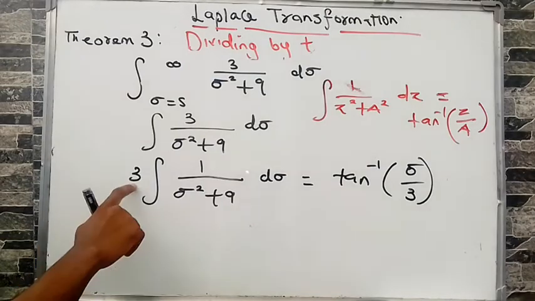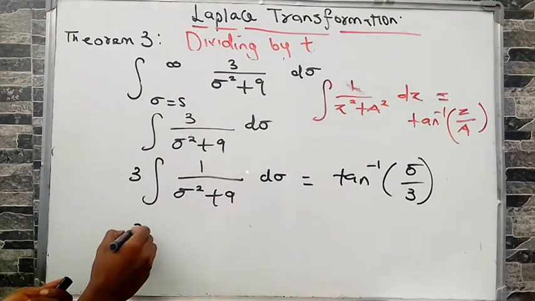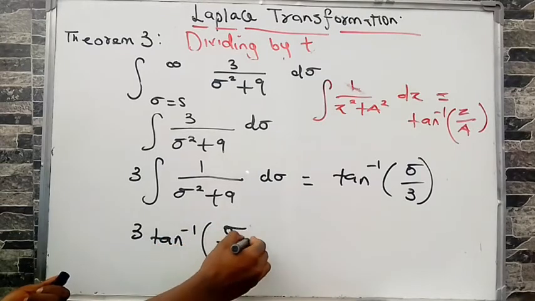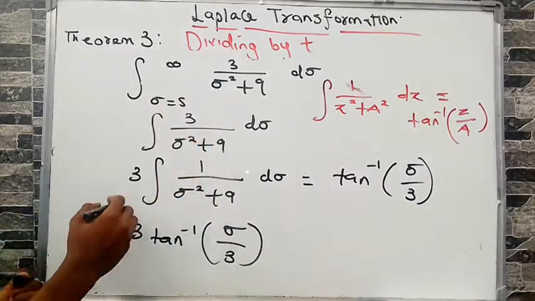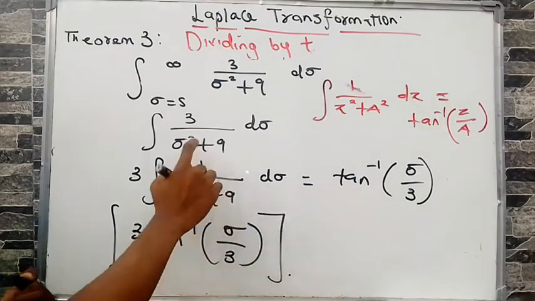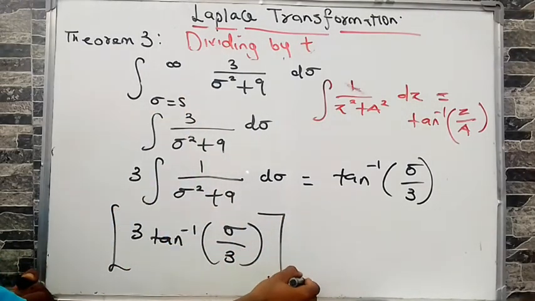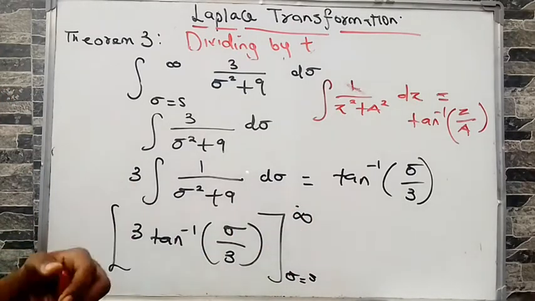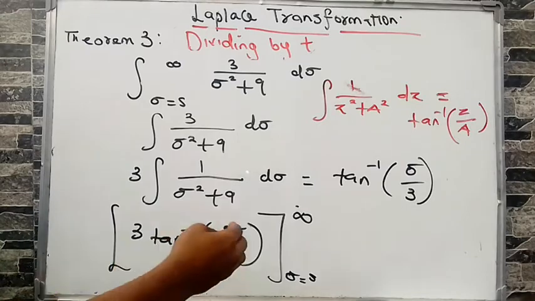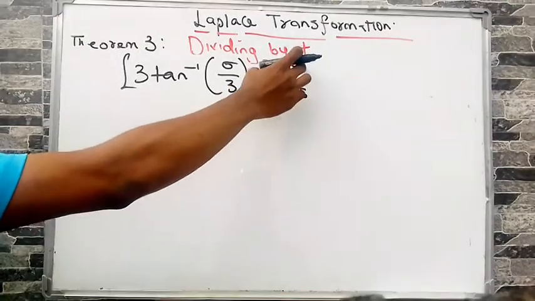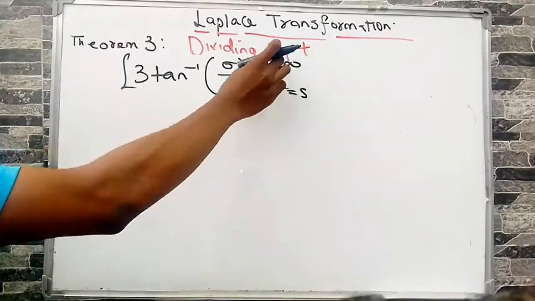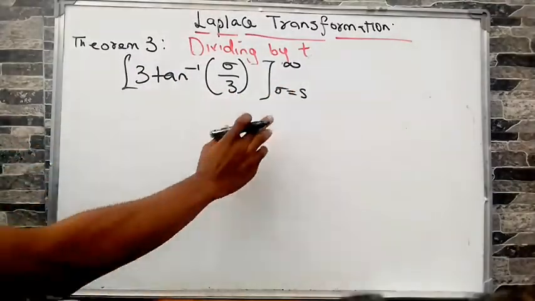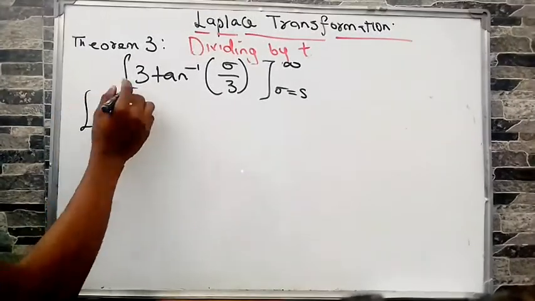So now this is my answer. Since it's a constant, multiplying through, we'll be having 3 tan inverse of this variable divided by 3. Don't forget our definite limit, which goes from s to infinity. So we're going to apply our definite limit. I'm going to substitute infinity into this and substitute s into this. Anywhere I see this, I put s, taking the 3 to the back.